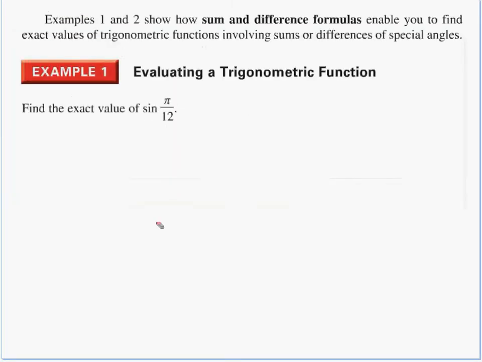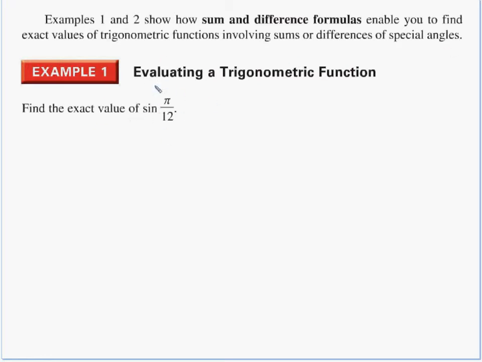So there's the formulas. Let's take one of them out for a test drive here. Examples 1 and 2 will show how these formulas enable us to find exact values of trig functions involving the sum or difference of special angles. On the unit circle, I call those our friendly angles: 0, pi over 6, pi over 4, pi over 3, pi over 2. Here is sine of pi over 12, and we want to find the exact value. We don't want to just punch this in a calculator and get a decimal, even if we round it off to 10 places. We want an exact value, and this is how our math forefathers would have found this.